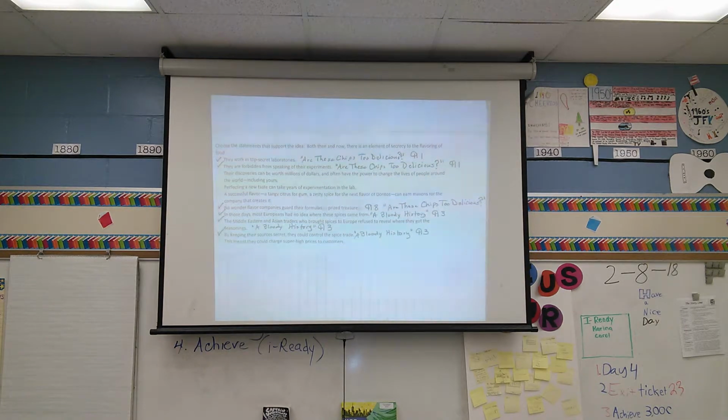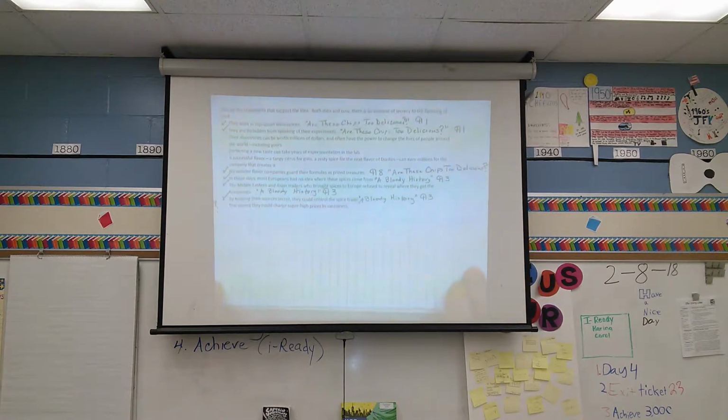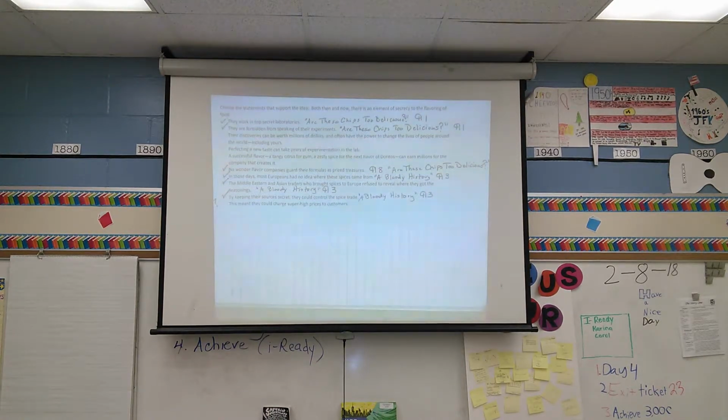Well, when you get ready to include it in your body paragraph, it is so important for you to cite it. Now, this quote came from the text set on flavoring food. There were two sources in this text set. One was the article, Are These Chips Too Delicious? And the other one was A Bloody History. This quote comes from the article, Are These Chips Too Delicious? It is in paragraph 1 of the text set.